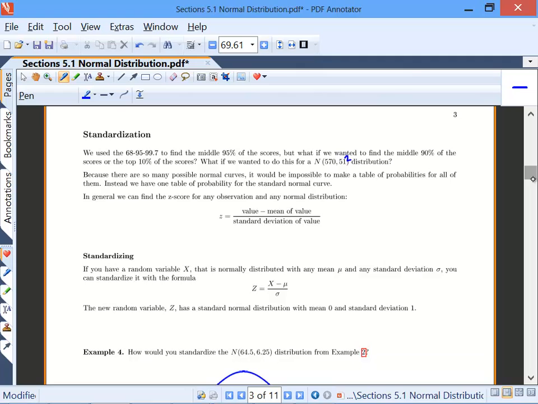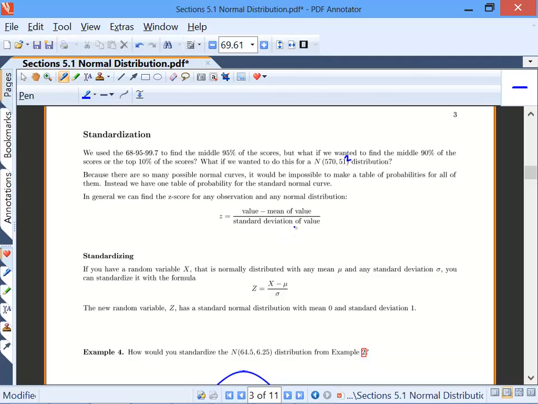Now, because there are so many possible normal curves, it would be impossible to make a table of probabilities for all of them. Remember we said we can't find the CDF, we have to use tables of probabilities. So we have one table of probabilities for what we call the standard normal curve. So in general, we're going to standardize, so we find a z-score for any observation in any normal distribution. And the way that you standardize is value minus mean of the value over standard deviation of the value.